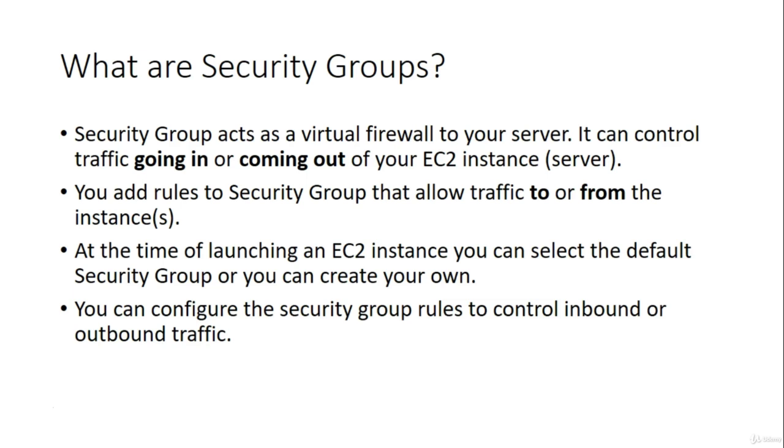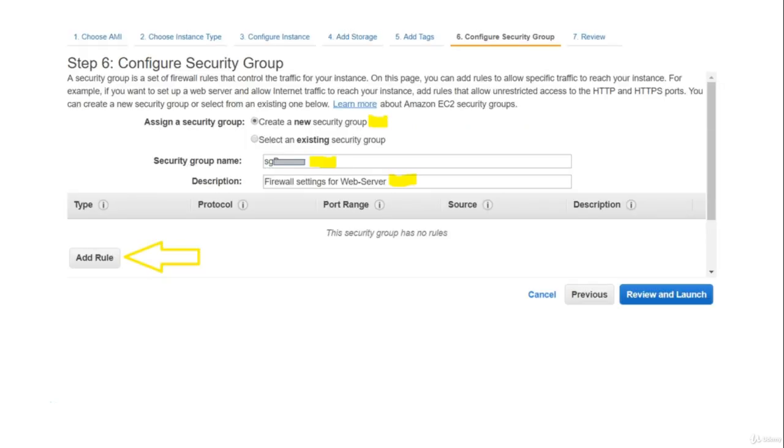You can configure the security group rules to control inbound or outbound traffic. So inbound as well as outbound, both can be controlled using rules in the security group. You can configure these rules while creating your security group, or you can modify it later as well. So we will see this in the EC2 launch section. Step 6 of EC2 instance launch will have configuration for security group.